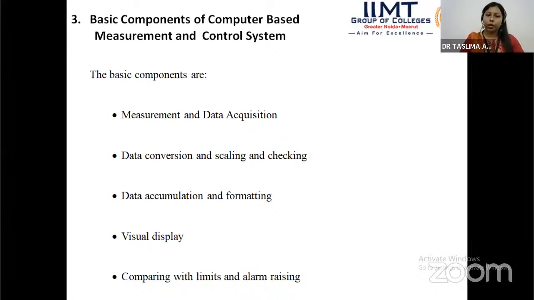The basic components that we are seeing in computerized process control are, firstly, measurement and data acquisition. After that, data conversion and scaling. Then data accumulation and formatting. The last one is visual display and then comparing.